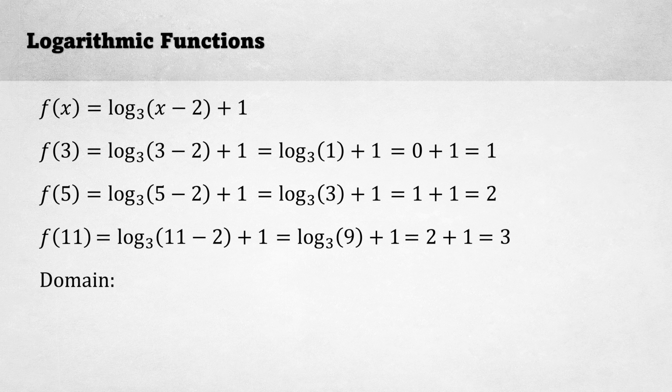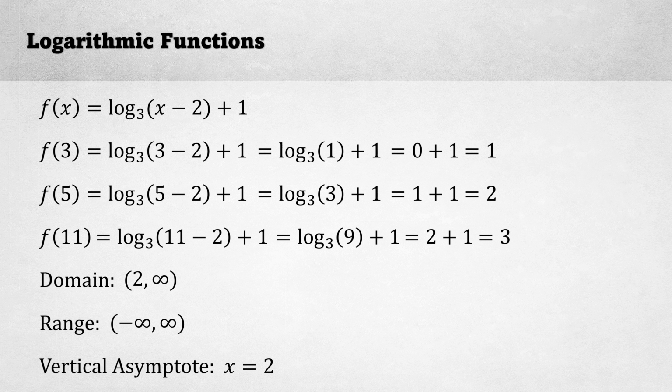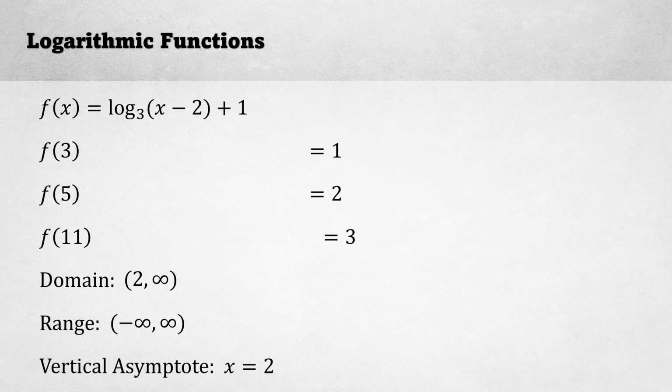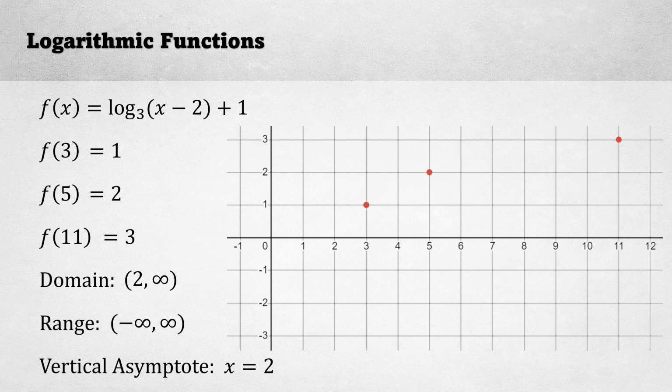The domain of f of x is all real numbers greater than 2, that is, 2 to infinity. And the range of f of x is all real numbers since logarithmic functions have no restrictions on their range. The vertical asymptote is at x equals 2. Now that we have all the information we need, we can graph the function. We plot the 3 points we have, then draw the vertical asymptote, and then draw a curve through the points to graph the function.